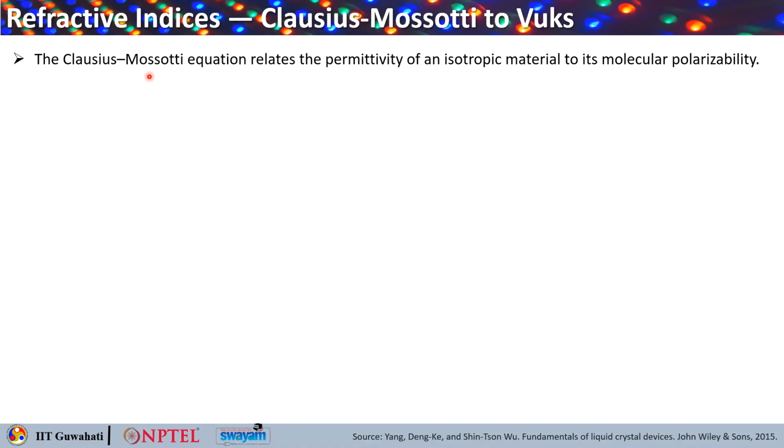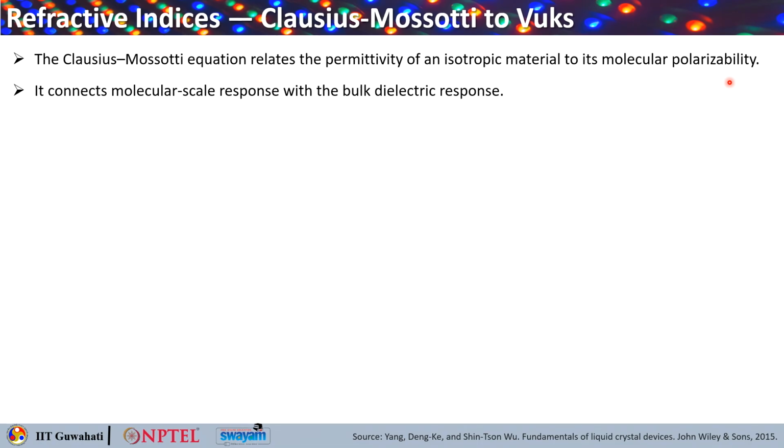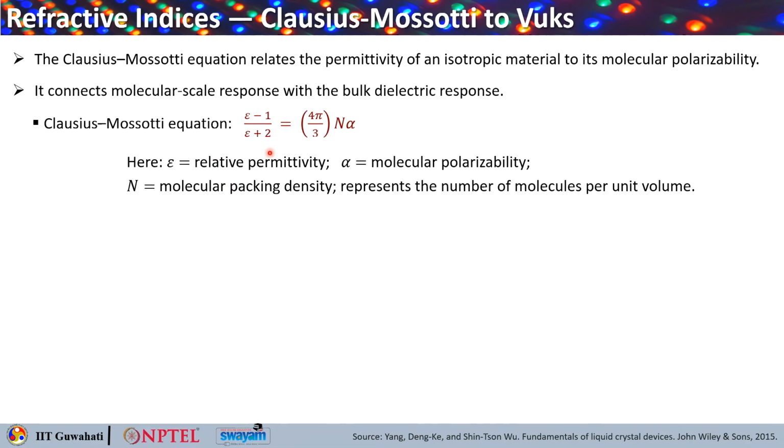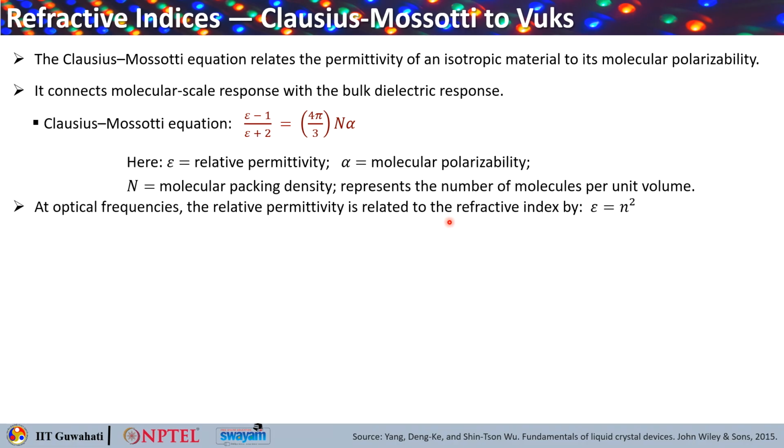So let's start with the Clausius-Mossotti equation that basically relates the permittivity of an isotropic material to its molecular polarizability. It basically connects the molecular scale response with the bulk dielectric response. So here is the Clausius-Mossotti relation: epsilon minus 1 over epsilon plus 2 equals 4 pi by 3 times N times alpha. So what is epsilon here? That is the relative permittivity. Alpha stands for molecular polarizability and capital N tells you the molecular packing density. That means it represents the number of molecules per unit volume.